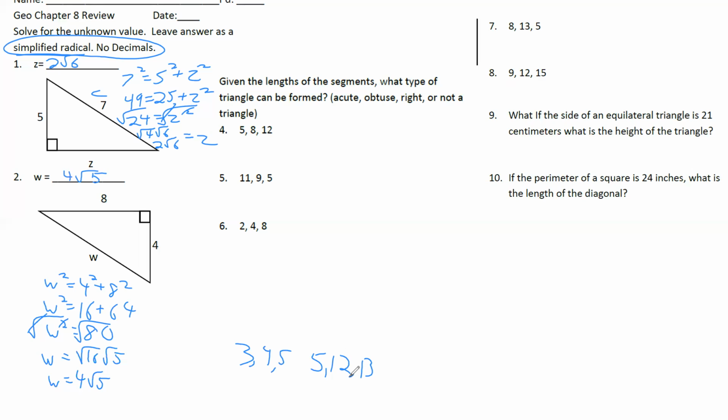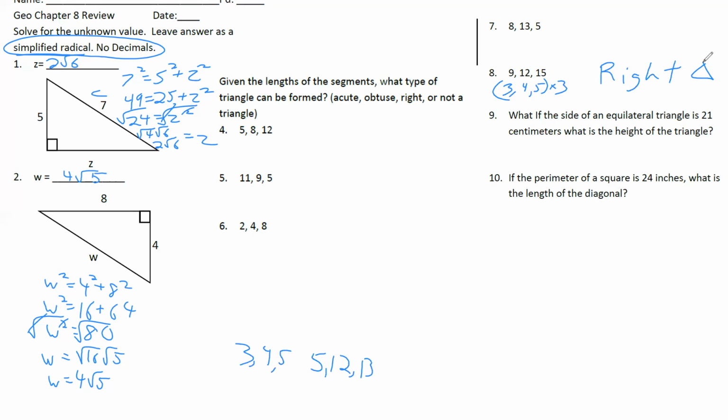There's one that does fit a triple. It's one of these that's multiplied. Number 8 over here, this is our 3, 4, 5, just multiplied by 3. So I don't have to do any other work to that one. That's going to be a right triangle. We can go ahead and label it as such.